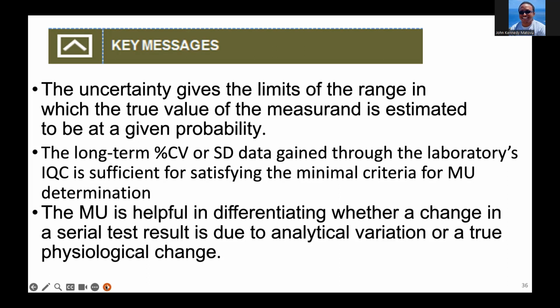The uncertainty gives the limits of the range in which the true value of the measurand is estimated to be at a given probability. The long-term percent CV or standard deviation data gained through the laboratory's IQC is sufficient for satisfying the minimal criteria for MU determination. The MU is helpful in differentiating whether a change in a serial test result is due to analytical variation or a true physiological change.